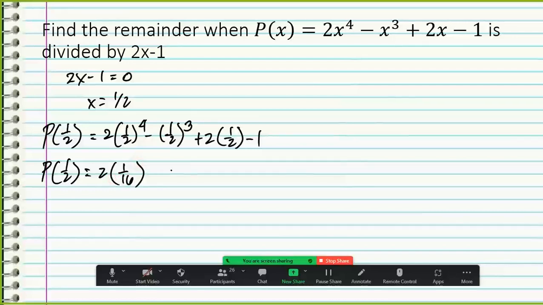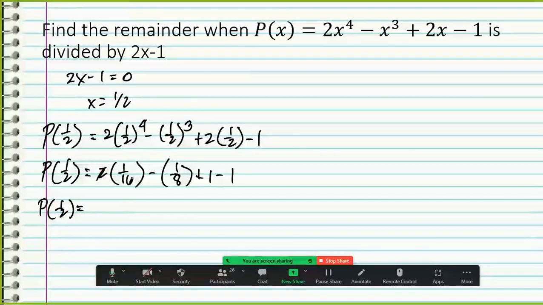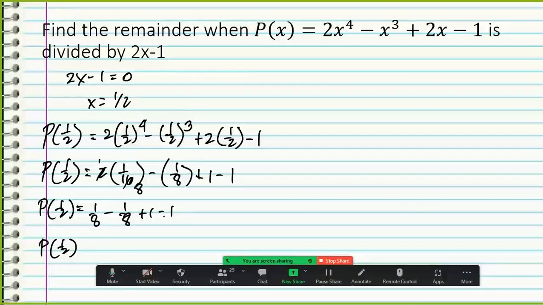1 over 16. Then minus 1 half raised to the third power. That's equivalent to 1 over 8. Then added by 2 times 1 half. So we have 1. Minus 1. Okay. So P of 1 half equals, so 2, we can cancel that. So 1 over 8 minus 1 over 8. Then added by 1 minus 1. So this is 0. 1 half minus 1/8 minus 1/8, that's 0. 1 minus 1, that's 0. So therefore, we have the remainder of 0.